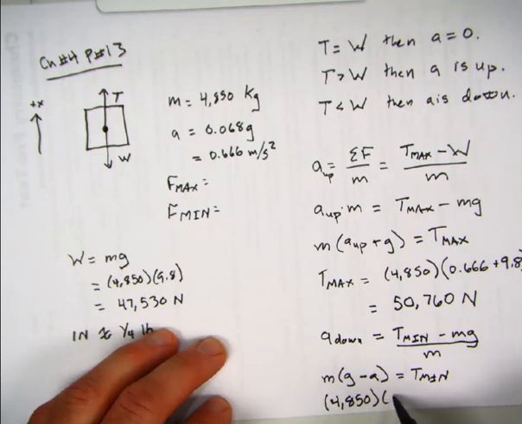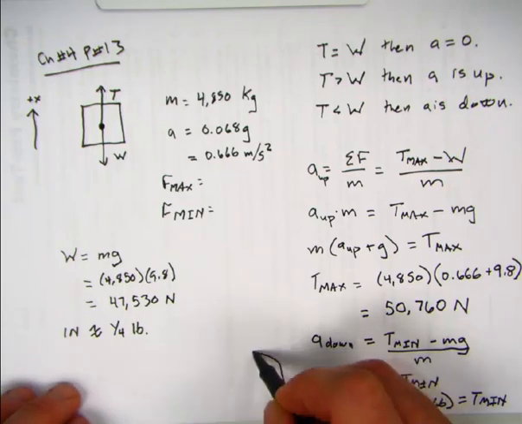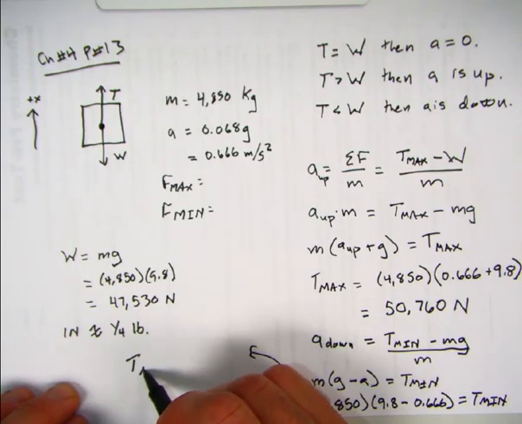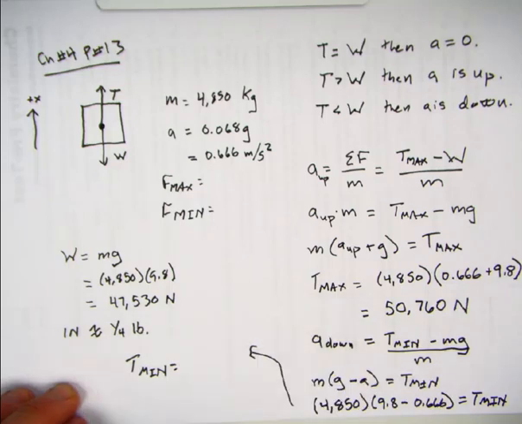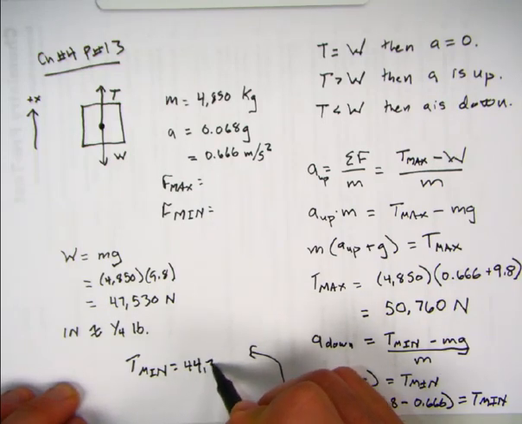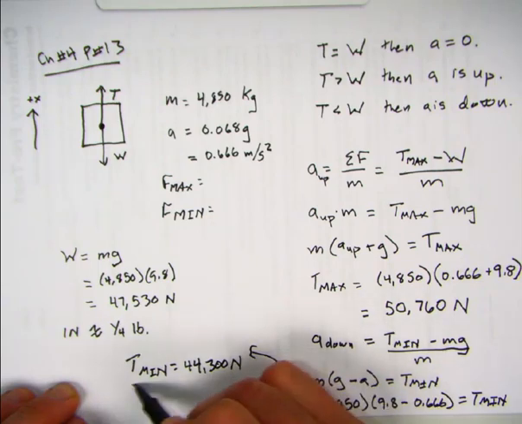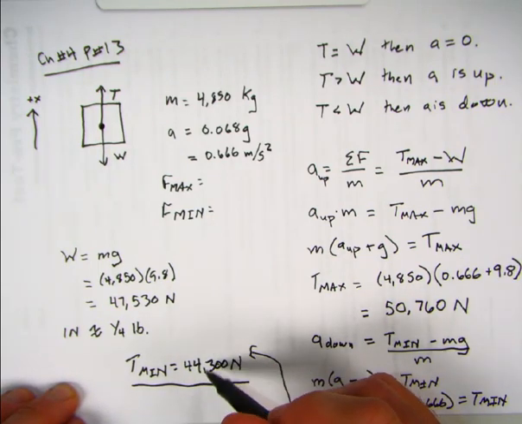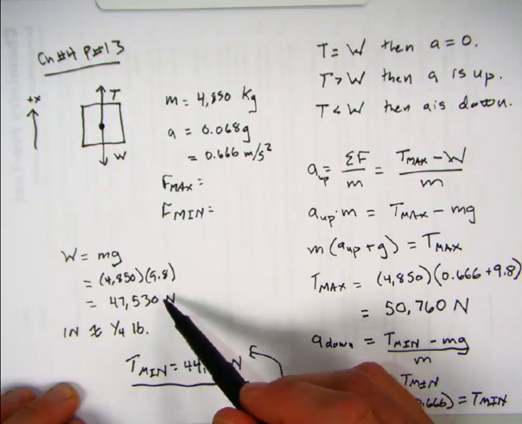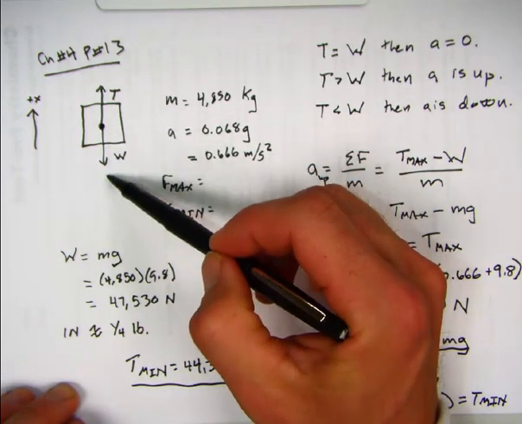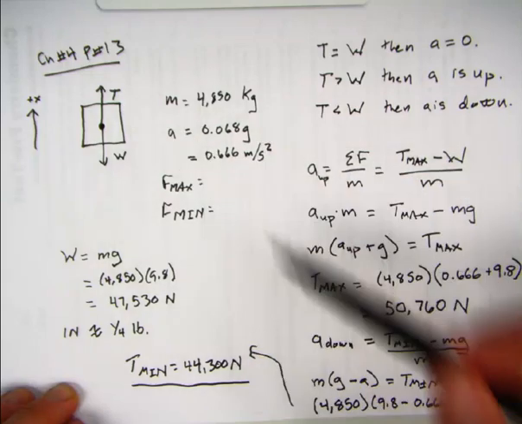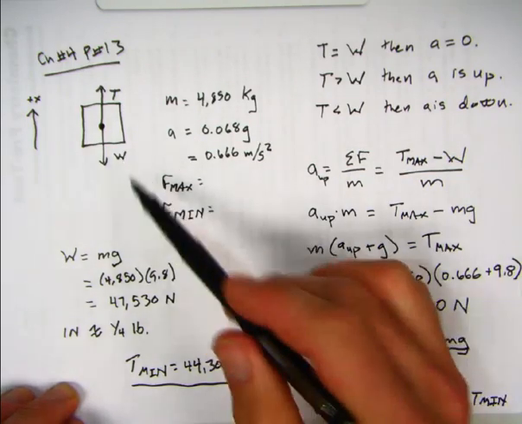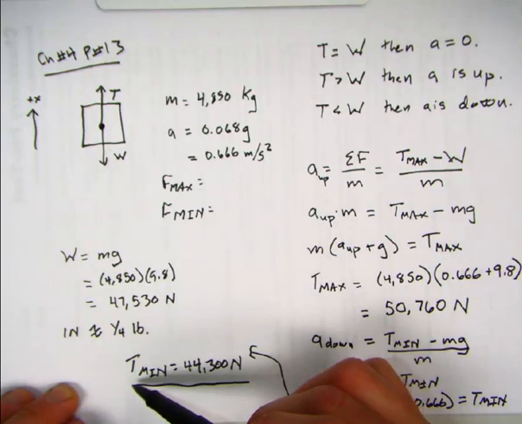4,850 times 9.8 minus 0.666, and that will be the T min. And if we bring this over here, we get a T min of 44,300 newtons. Notice again that this makes sense because this number is a little bit less than this number. Hence, the tension's less than the weight, so the net force will be downward, and the acceleration will be downward.